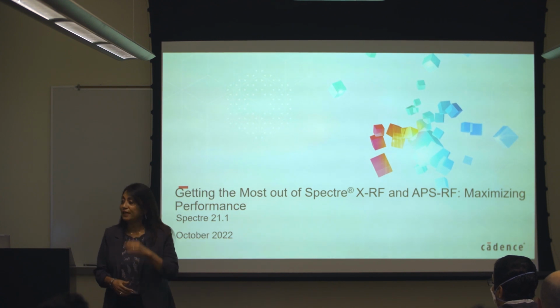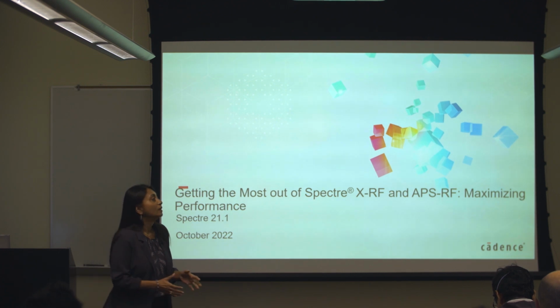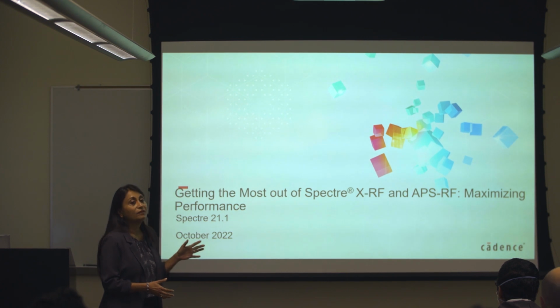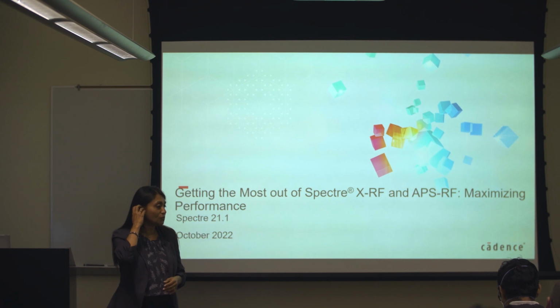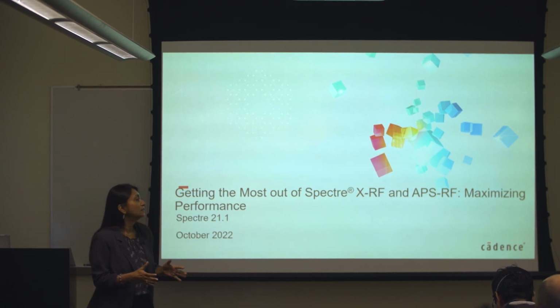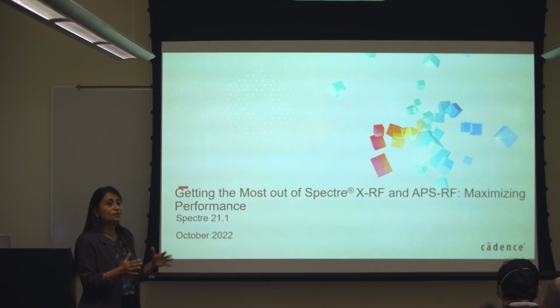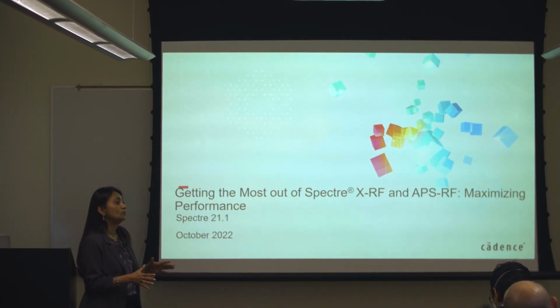So today we will talk about how to use the RF analyses in Spectre using Specter X and also APS. Last week, I talked about the simulation technologies, APS and Specter X, and did not really focus on RF analysis. It was mainly for transient and general guidelines for using APS and Specter X, and the main differences between these two technologies.